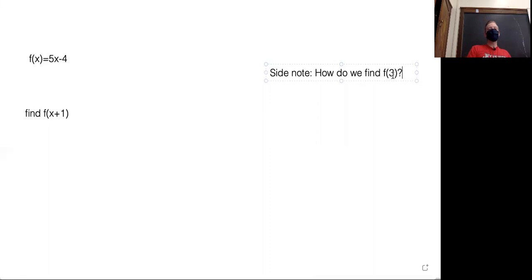Now, side note. If I want to find f of 3, just a regular 3, like we did on the last test or like we did last week, what do I need to do in order to find f of 3? What would I do with the number 3 here? We would plug it in for x. So if I have something inside the parentheses that's different than x, I need to plug that something in for the x in my function.